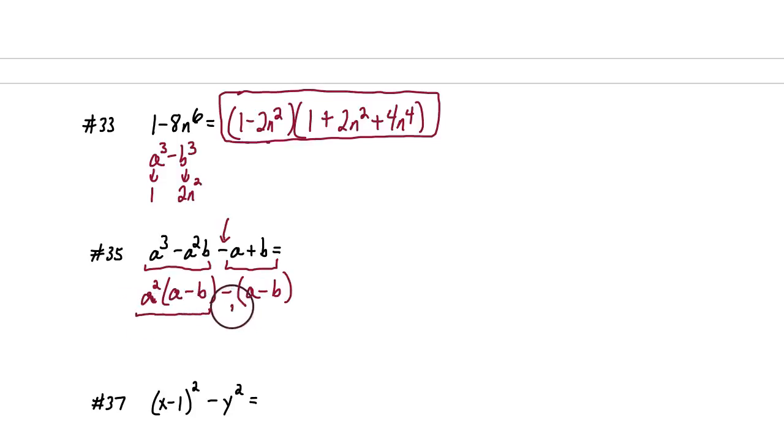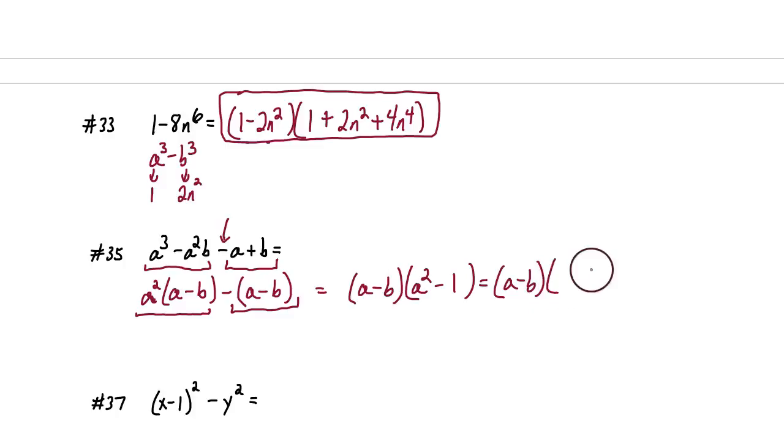Now we have 2 terms instead of 4 terms. And they both have in common an a minus b. So write down a minus b, that is the greatest common factor. Then in the other parentheses, put a squared minus 1. A squared minus 1 is a difference of squares, so we need to factor farther. A difference of squares factors into 2 parentheses. A times a is our a squared, and positive 1 times negative 1 is the negative 1.